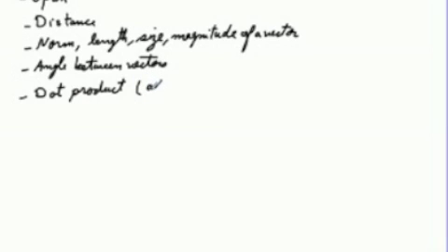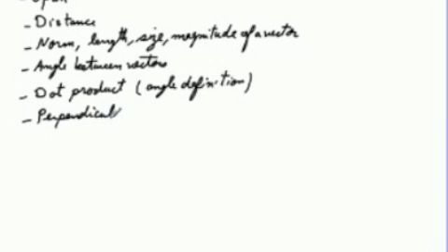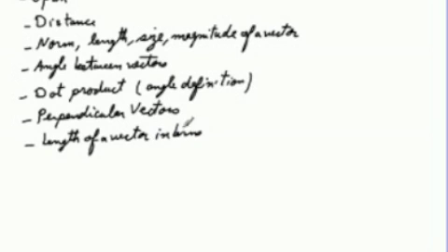This would be the angle definition. We are going to talk about perpendicular vectors. Then we're going to talk about length of a vector in terms of dot product.